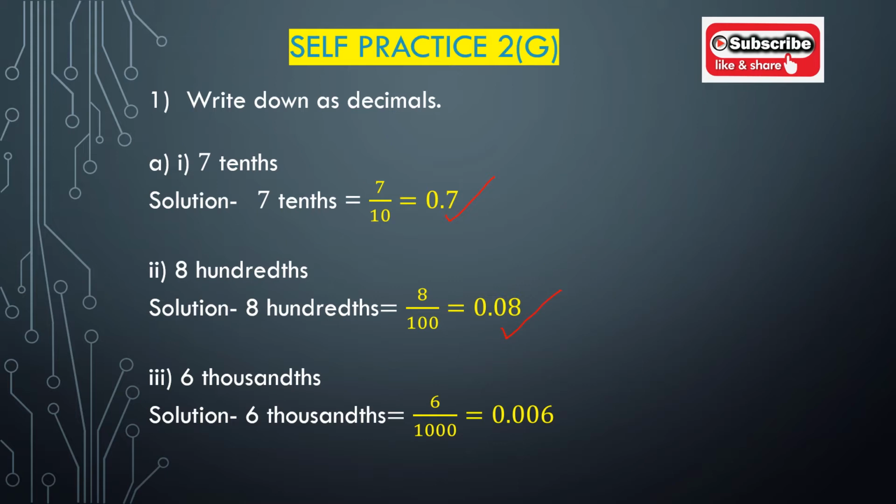Third bit, 6 thousandths. Thousandth is 1 divided by 1000, so 6 thousandths will be 6 divided by 1000. And in 1000 there are three zeros, so we have to place three digits after the decimal point. So it will be 0.006. After decimal point there are three digits, so 6 thousandths is 0.006.